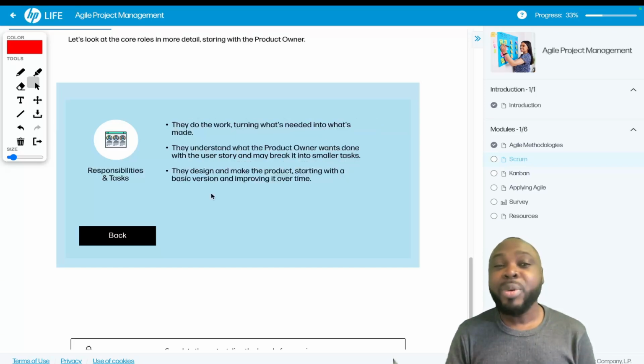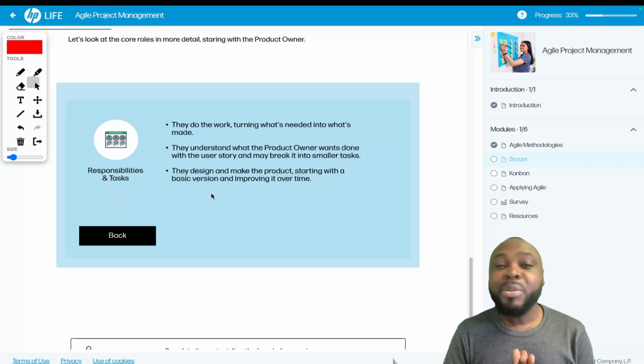And what are their responsibilities and tasks? They do the work, turning what is needed into what is made. They understand what the product owner wants, that is what the customer wants, but they don't necessarily see the customers, but they see the product owner, who is the voice of the customer. In some instances, the customers could be invited for sprint review, but at that point they are not coming to talk about what they need again. They are coming to test what the team has done. So they understand what the product owner wants, that is what the user or customer wants through the product owner, and they understand what to be done with the user story and make or break it into smaller tasks. So user stories are broken into tasks to be worked on by the development team.